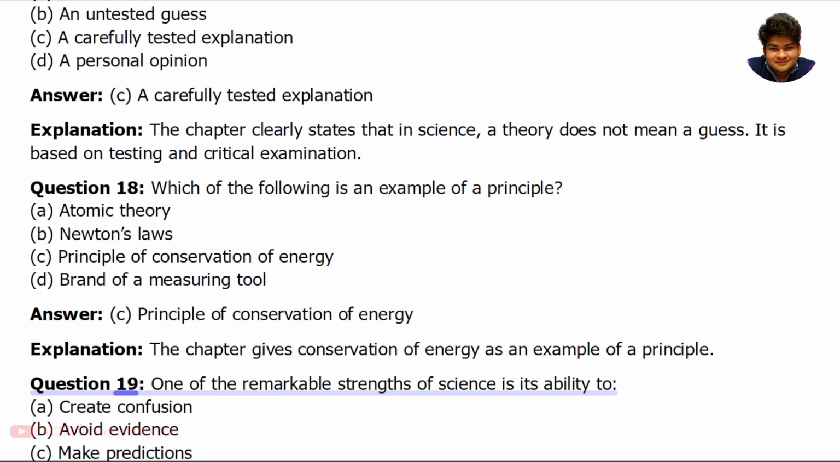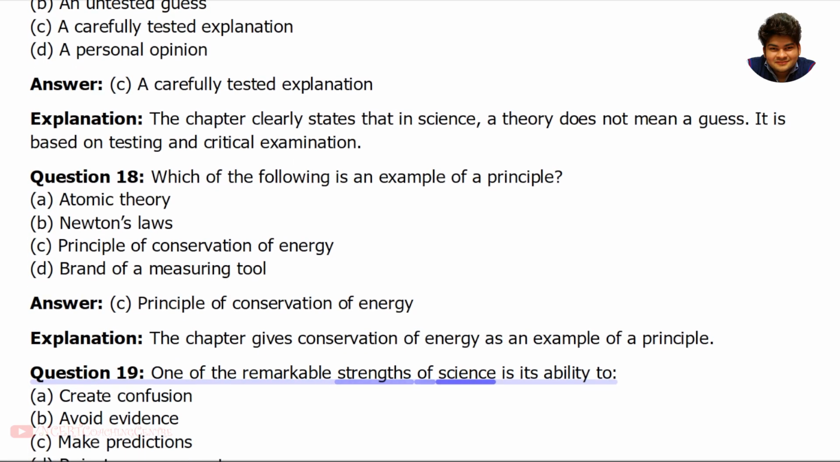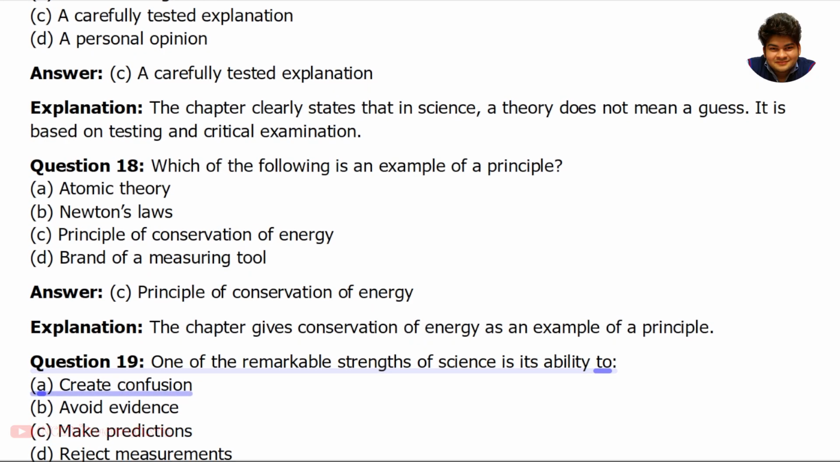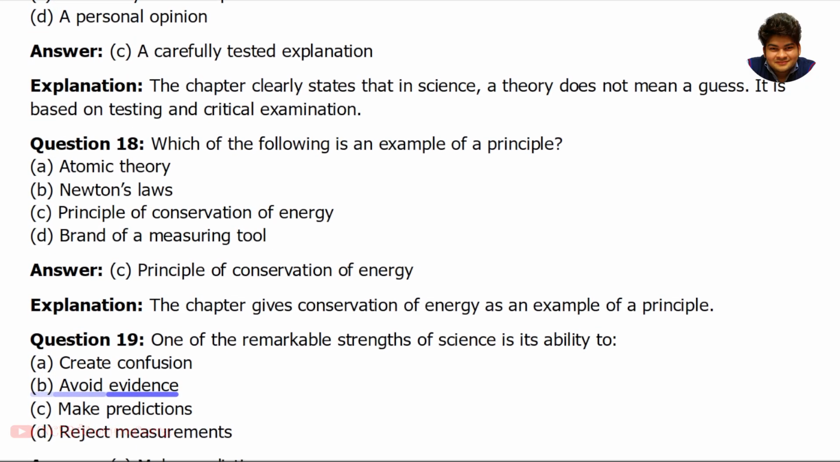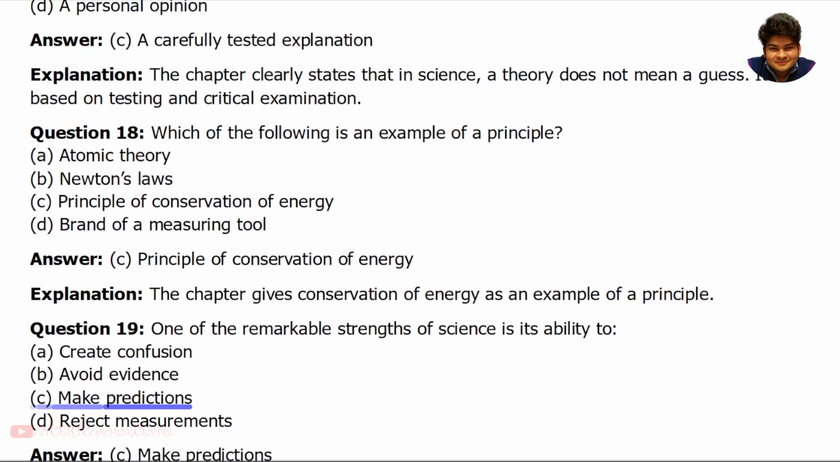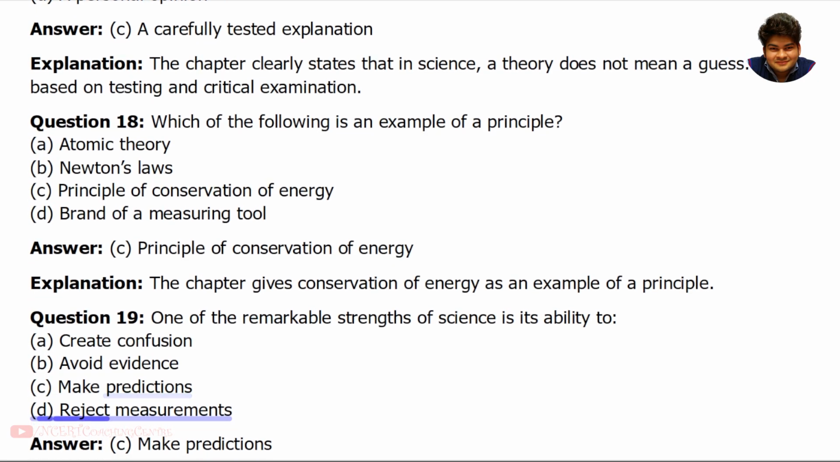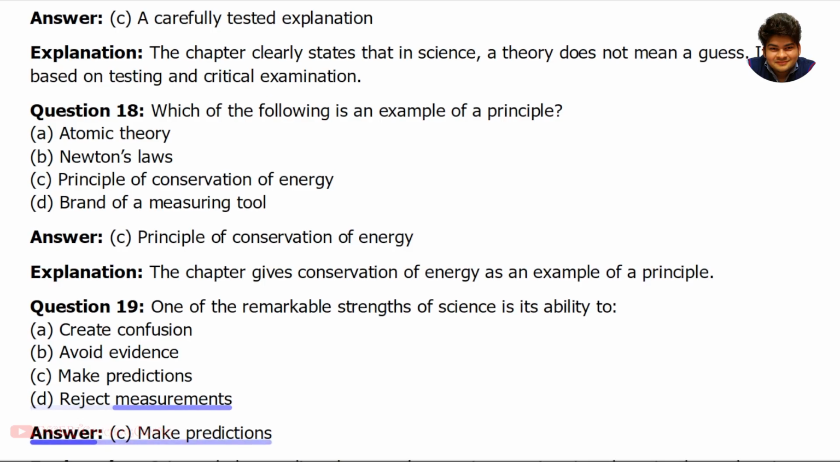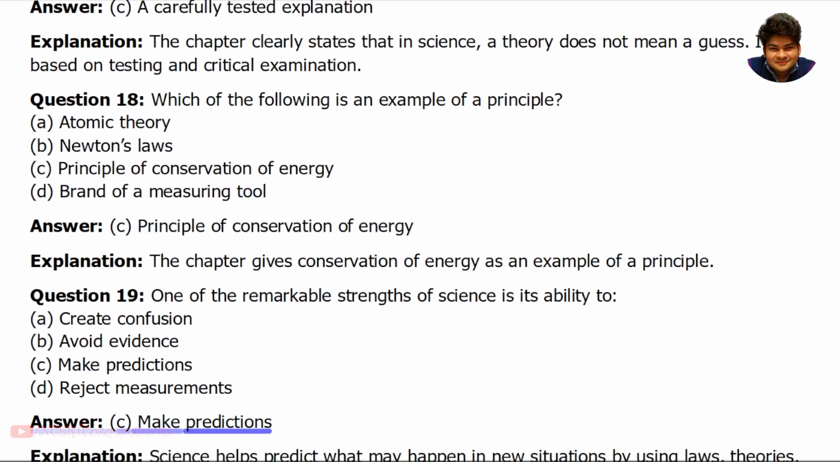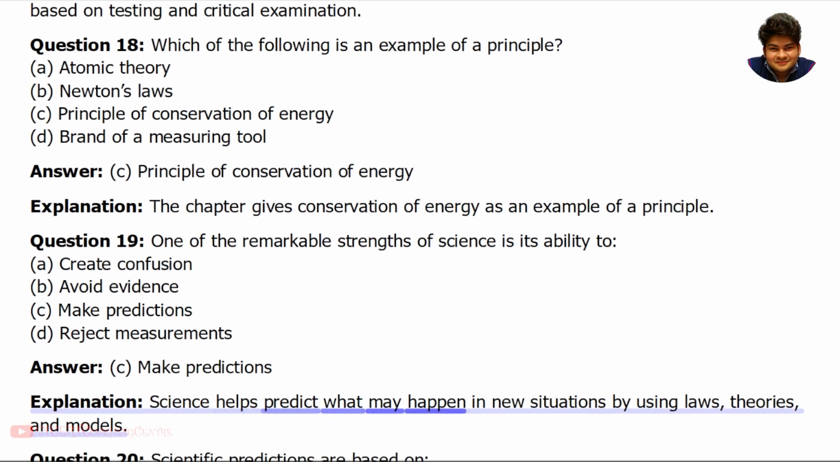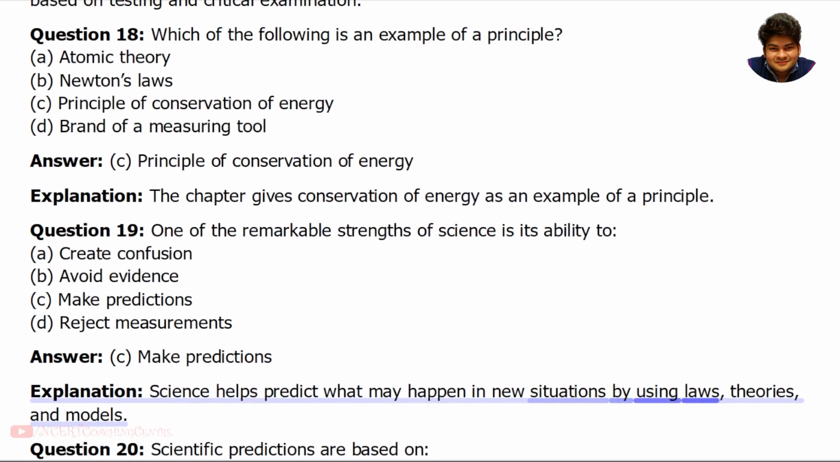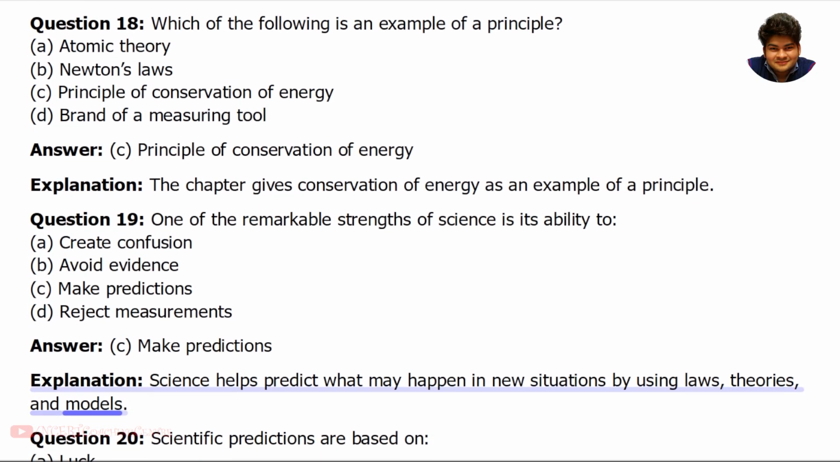Question 19. One of the remarkable strengths of science is its ability to: A. Create confusion. B. Avoid evidence. C. Make predictions. D. Reject measurements. Answer: C. Make predictions. Explanation: science helps predict what may happen in new situations by using laws, theories, and models.